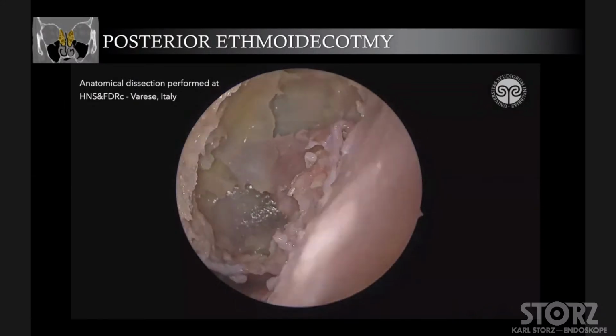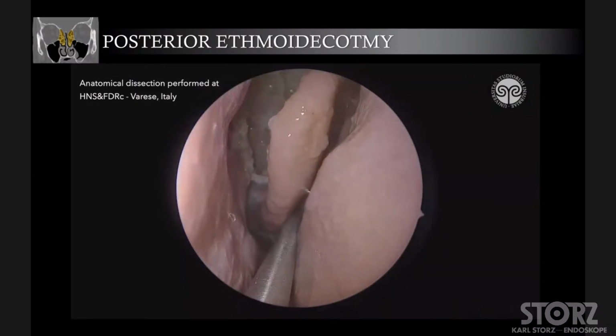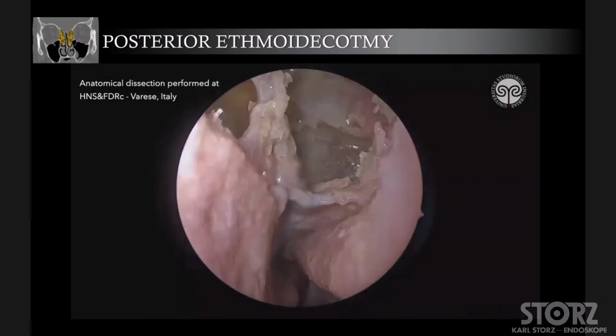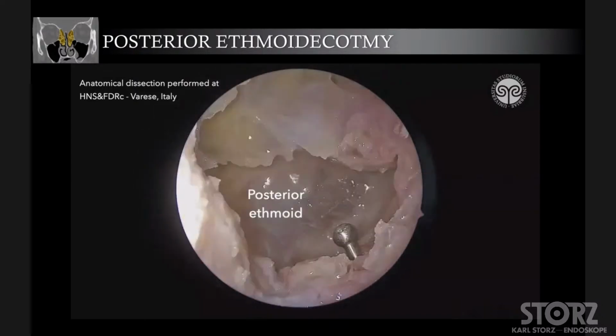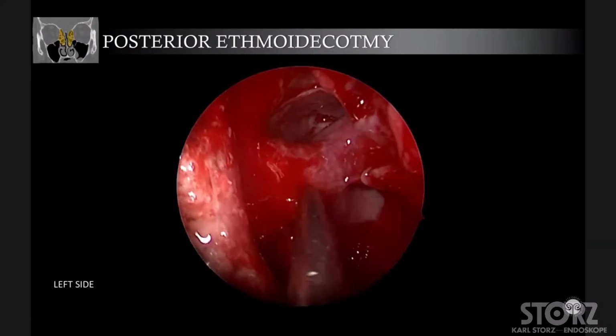We can also remove mucosa in this case because we are performing anatomical dissection. We can insert our speculum also here in the posterior ethmoid passing through the paraseptal approach. Of course, this is the posterior ethmoid to be opened, okay?